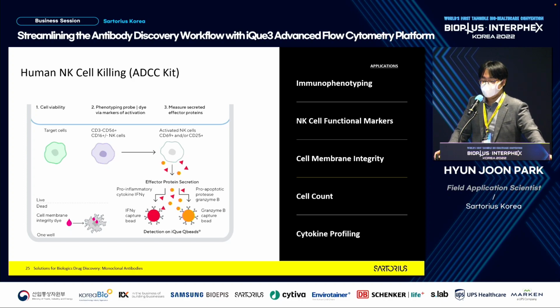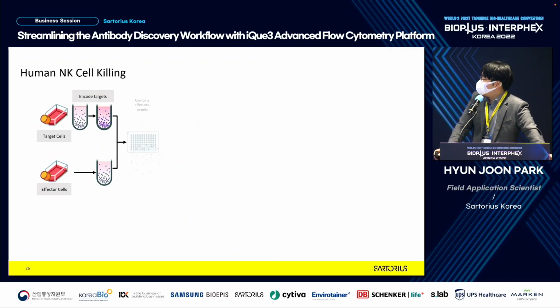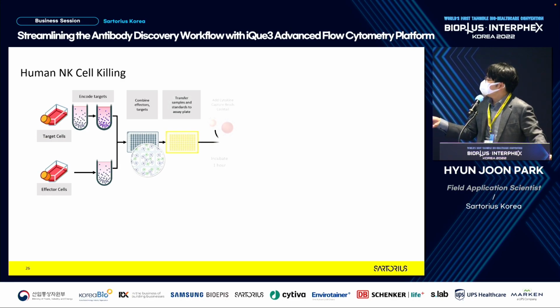So one of the kits we are providing you is the ADCC kit that can analyze the NK cell killing. So what is included in the plate is the system with the markers of antibodies or interferon or enzymes that you can see when the NK cells are activated. And also we have reagents for the viability. They're all included in one kit. So cell viability can be checked here. The sampling is quite simple as well.